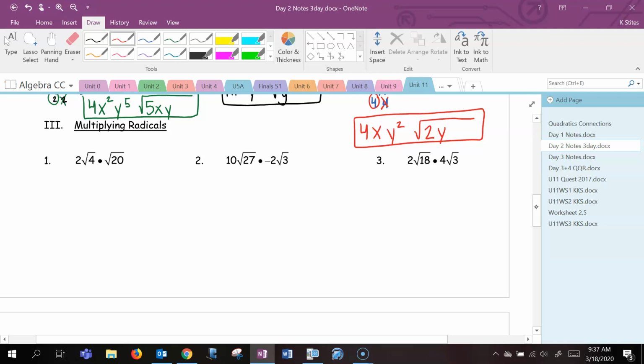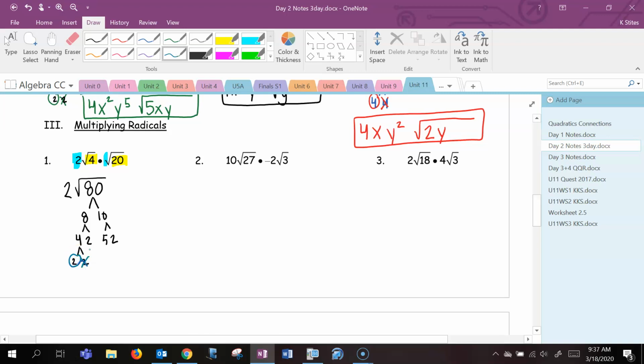Okay, outside times the outside, inside times the inside. 2 times 1 is 2. 4 times 20 is 80. Check your root 80. That can break down. And we already did root 80, I think above. Actually, yeah, the problem right above this.